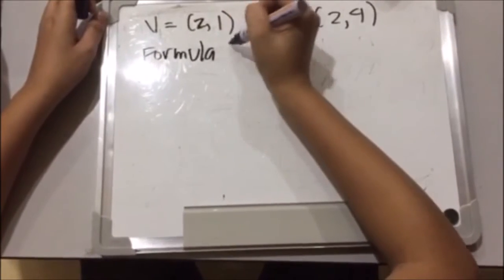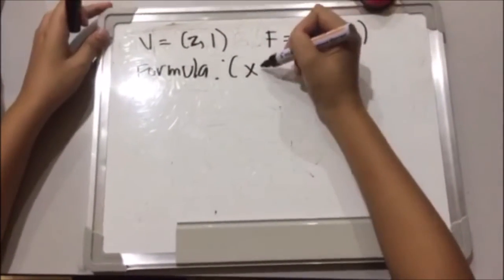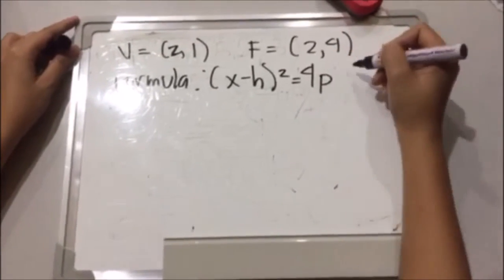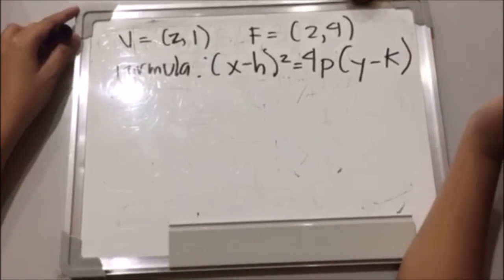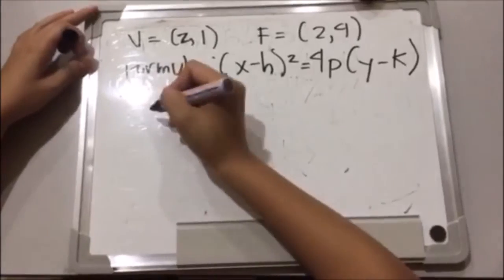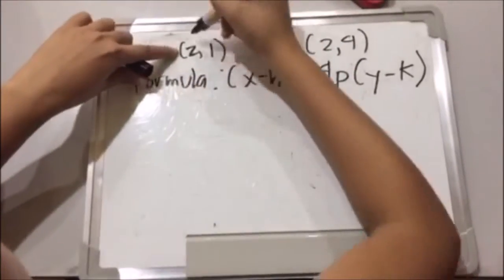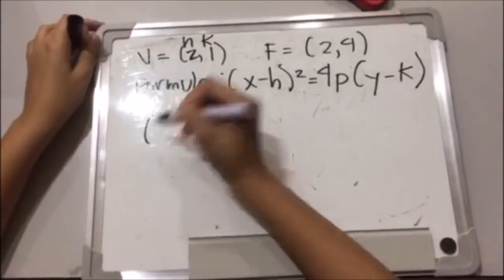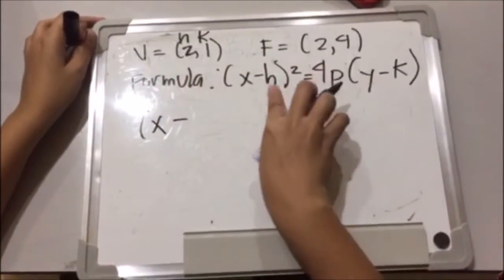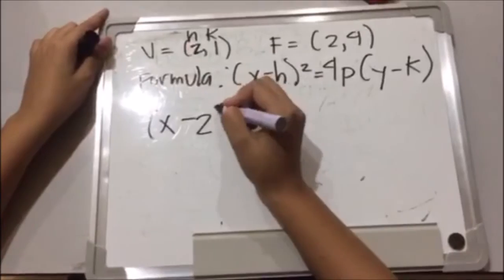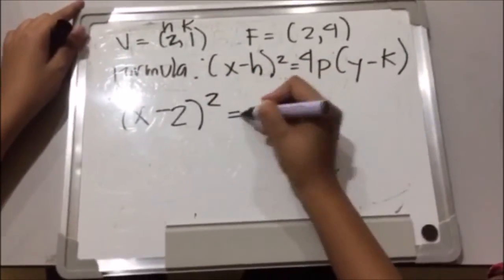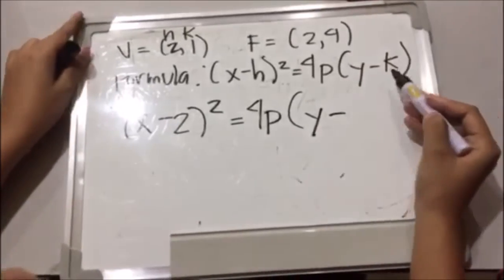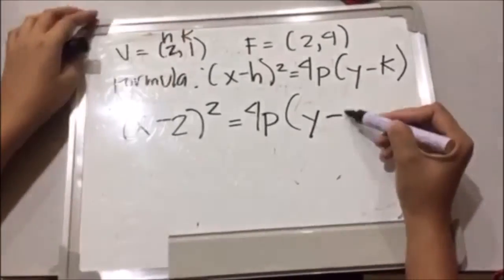Now for another example, with vertex at point (2, 1) and focus at point (2, 4). The formula we're going to use is (x minus h) squared is equal to 4p times (y minus k). We're going to use that formula because if we graph this, the parabola is opening upward. So now we're going to label the x of the vertex as h and the y as k. So (x minus 2) squared is equal to 4p times (y minus 1).